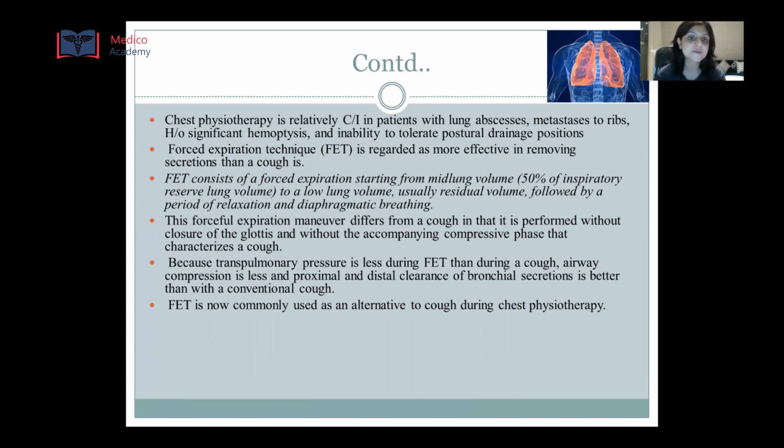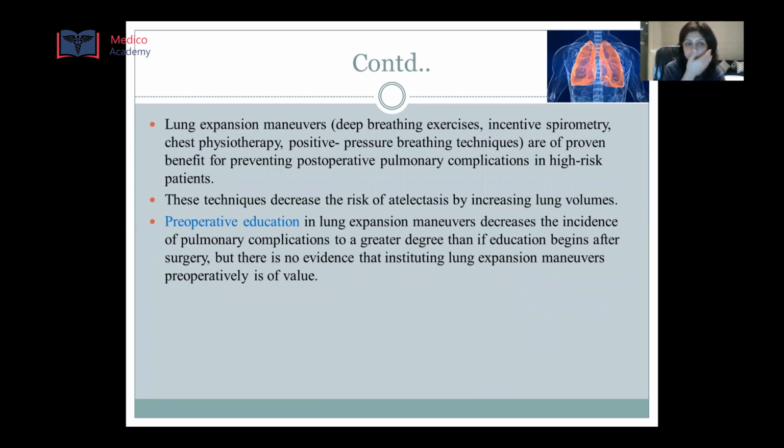Now, this forceful expiration maneuver differs from a cough in that it is performed without the closure of the glottis and without the accompanying compressive phase that characterizes the cough. Because transpulmonary pressure is less during FET than during a cough, airway compression is less, and proximal and distal clearance of bronchial secretion is better than with the conventional cough. So actually FET is now a commonly used alternative to cough during chest physiotherapy.